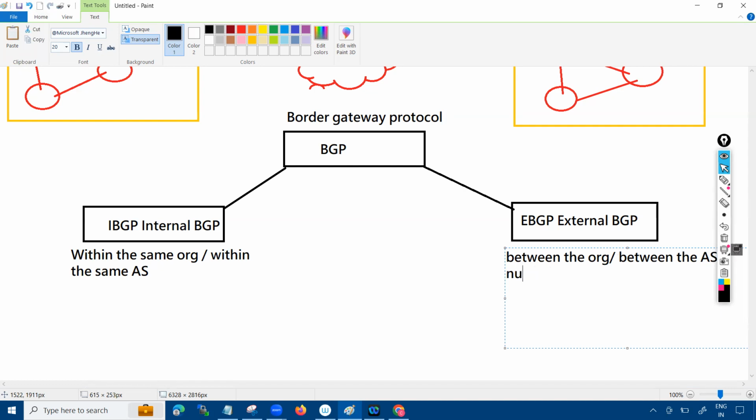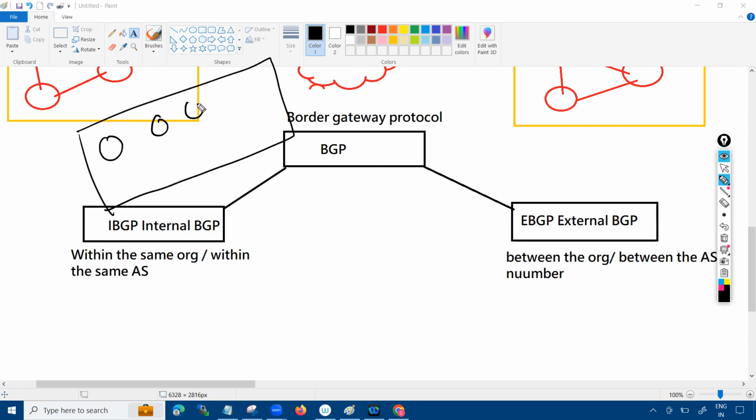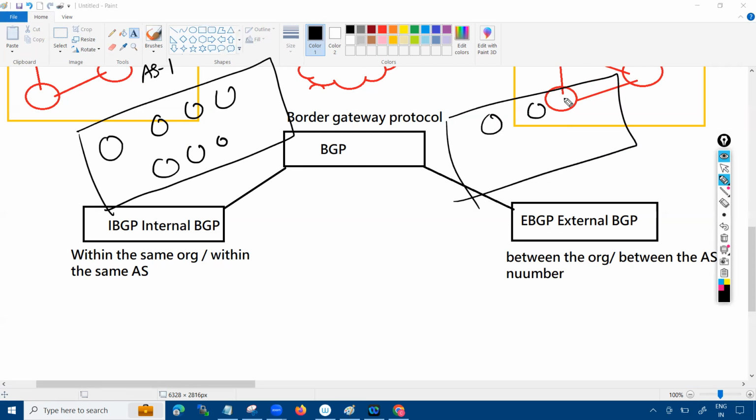So take an example. If you remember, the AS number is what? An AS is a group of routers. Take an example, this is one logical domain. In this logical domain, we have multiple groups of routers that are identified by one number. That number is called the AS number. Same thing, we have another group of routers. This logical domain is represented by another number, that's called the AS number again.